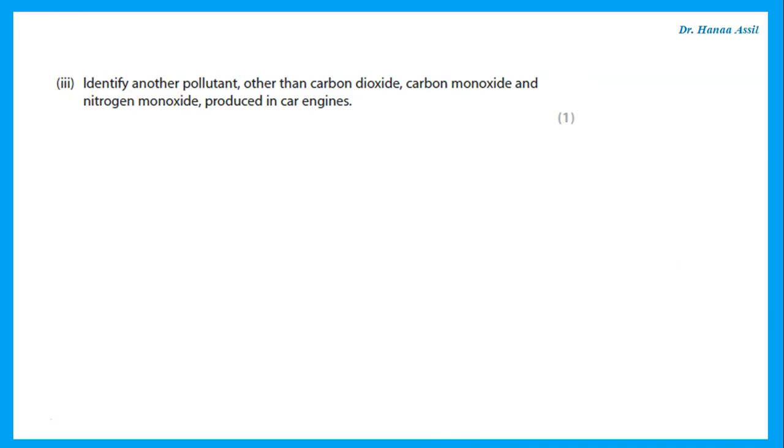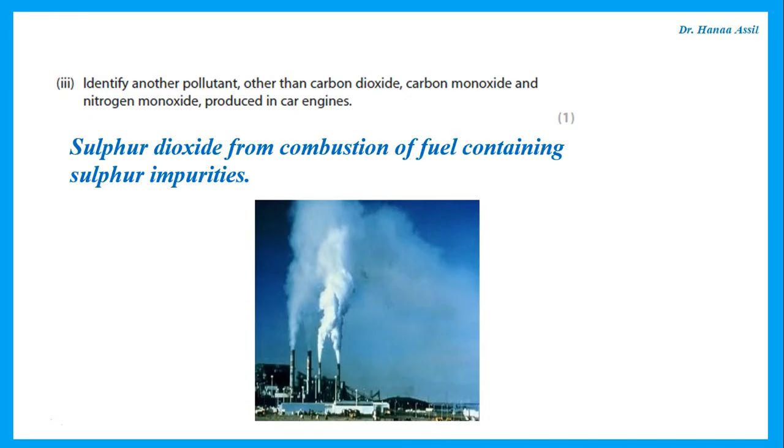of nitrogen. Identify another pollutant other than carbon dioxide, carbon monoxide, and nitrogen monoxide. In car engines, well, the other pollutant is sulfur dioxide, and this comes from combustion of fuel because the fuel contains sulfur impurities.